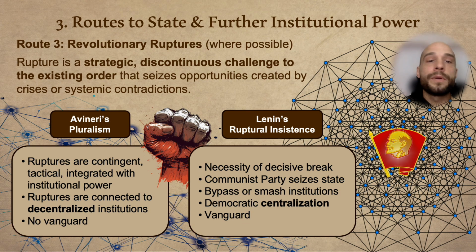Legal reforms, cooperative networks, and municipal councils are not abandoned. They strengthen the capacity for rupture. The takeaway is that rupture is both similar and radically different from Lenin's model. Similar in recognizing that discontinuities may be necessary, different in grounding those discontinuities in a prepared, organized, institutionally supported working class with decentralized development rather than a centralized vanguard party. Revolution for Avineri is always connected to everyday material power, especially institutional power, and existing democratic practices.